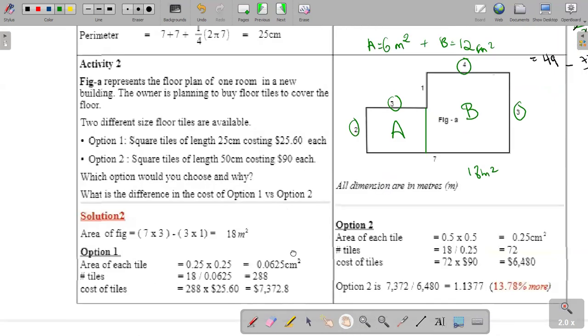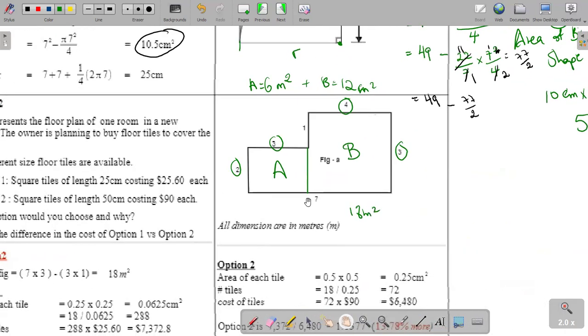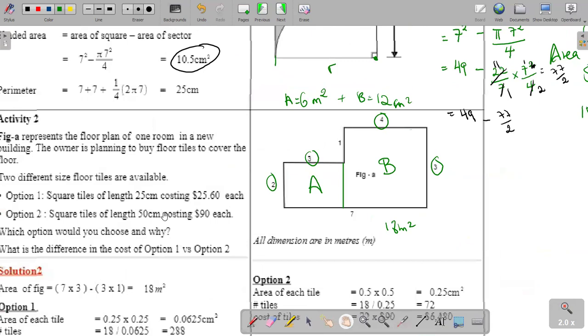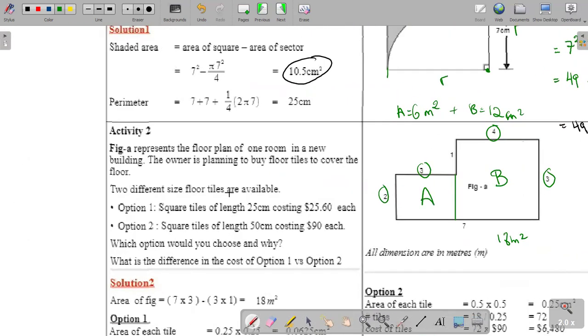So what we're going to do is convert. No, because you have to measure the room. So you've got to convert the tiles into what? Meters. How do I convert 25 centimeters into meters? I've got to do what? Divide by 100. Because everybody should know the conversion cloud.